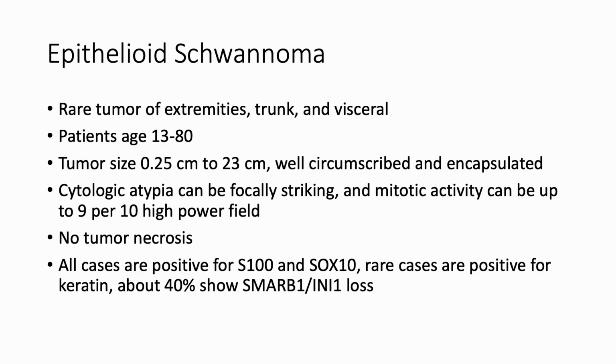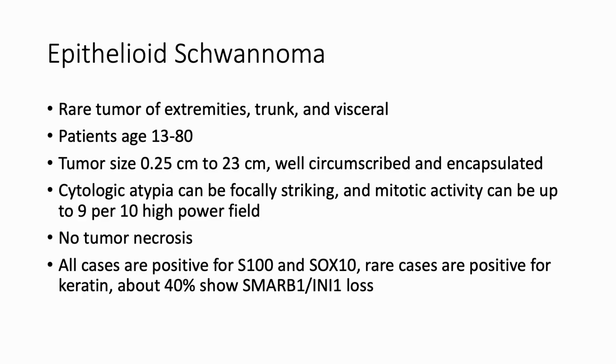This is a rare tumor, and the diagnosis can be challenging. Historically, some cases have been classified as low-grade MPNST. Epithelioid schwannoma most commonly occurs in the extremities but may also arise in the trunk or visceral organs. Patients range in age from 13 to 80 years. Tumor size varies widely, from 0.25 cm to 23 cm. All reported cases are well circumscribed, and the vast majority are encapsulated.